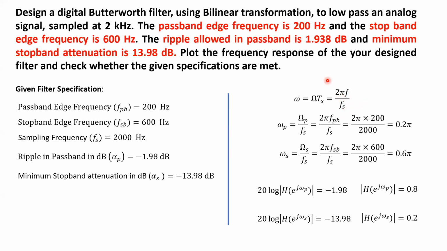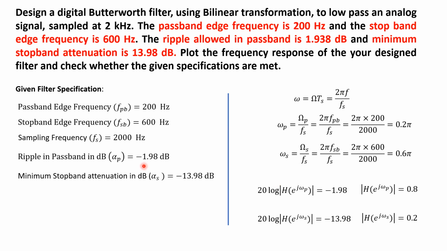So by following this relationship between the digital frequency and analog frequency, we can calculate the corresponding values of omega p and omega s in the digital domain, right? You can do this simple calculation, and then you will get omega p in the digital domain equal to 0.2 pi and omega s equal to 0.6 pi. So now we can calculate by giving this specification.